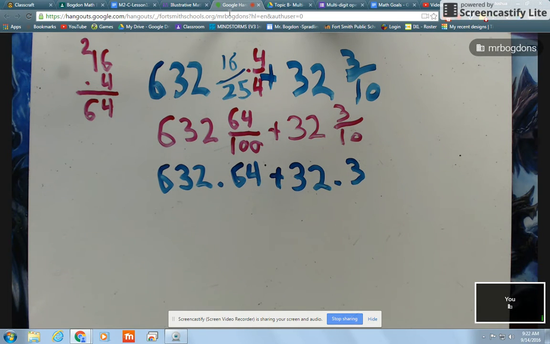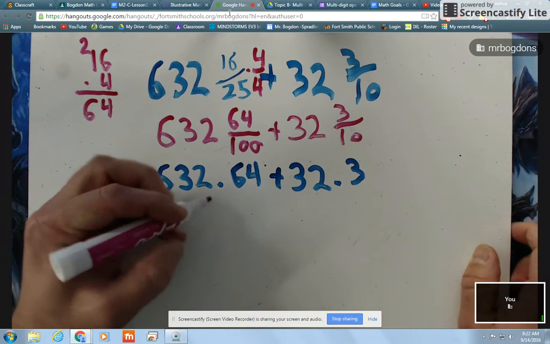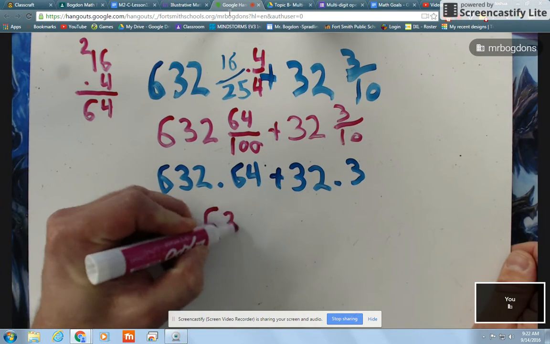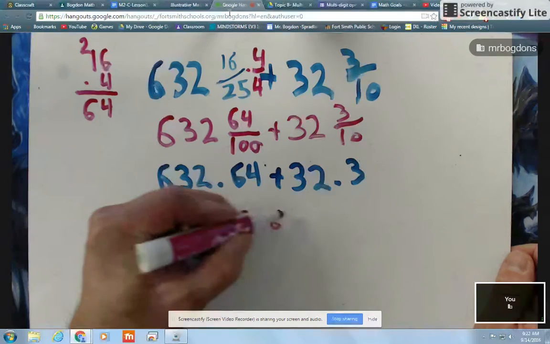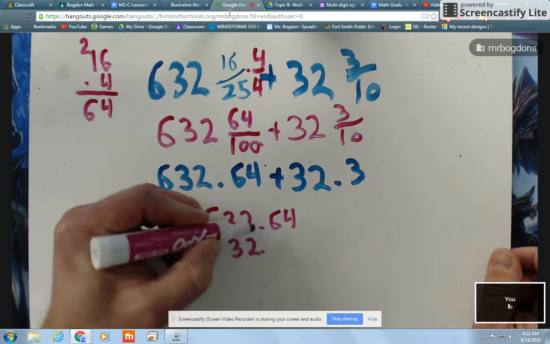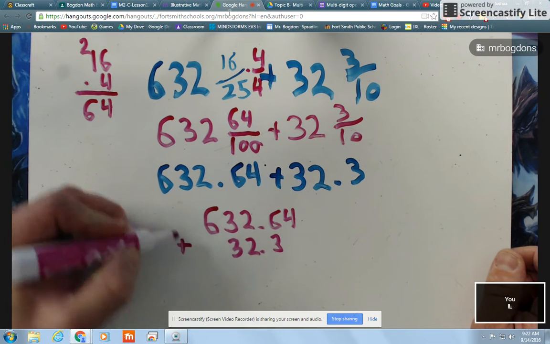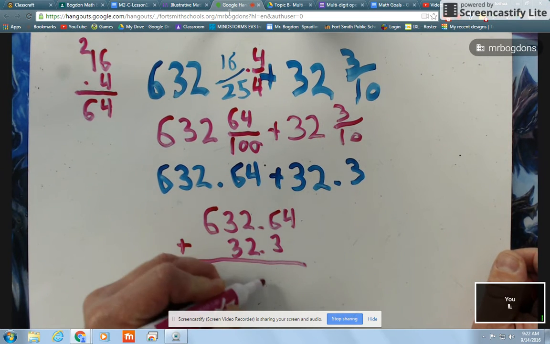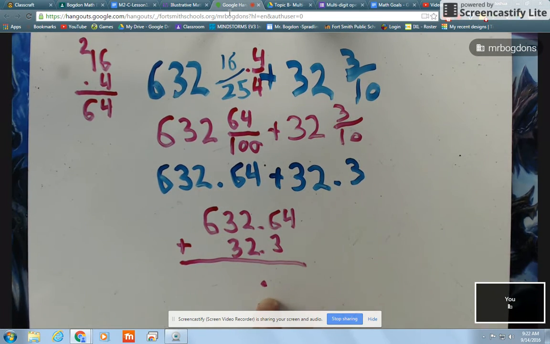Number one, most important thing whenever you are adding and subtracting decimals is line them up. Line them up. So now I have 632 and 64 hundredths plus 32 and 3/10. Notice how my decimals are all lined up. I know where my decimal is going to be exactly in the answer. Before I write anything else down, the decimal can go there.